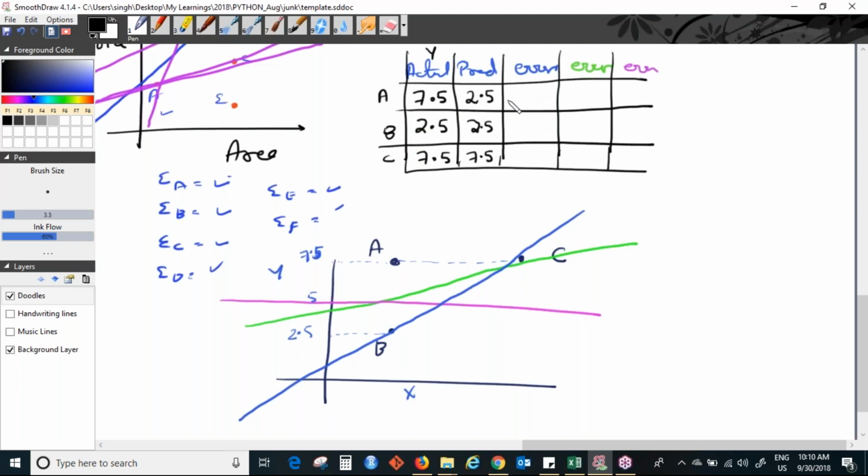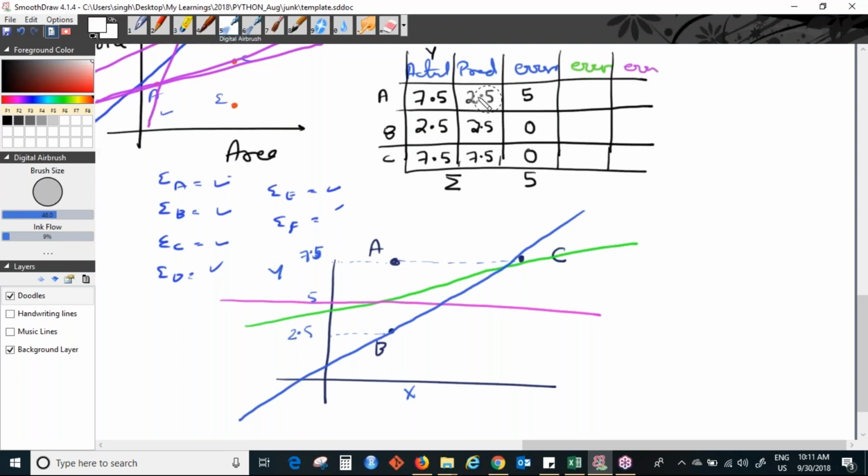Okay, so what is the error? The error is 5 here. The error is 0 here. The error is 0 here, right? So the total error in the blue line is 5. If you take the summation, you will get a total error of 5 here, right? Now let's compute the same for the green line.